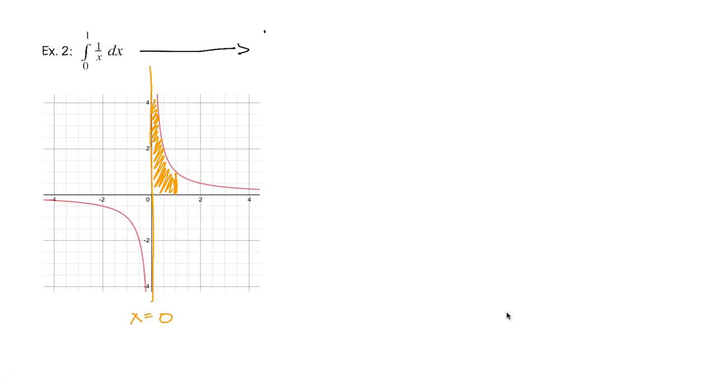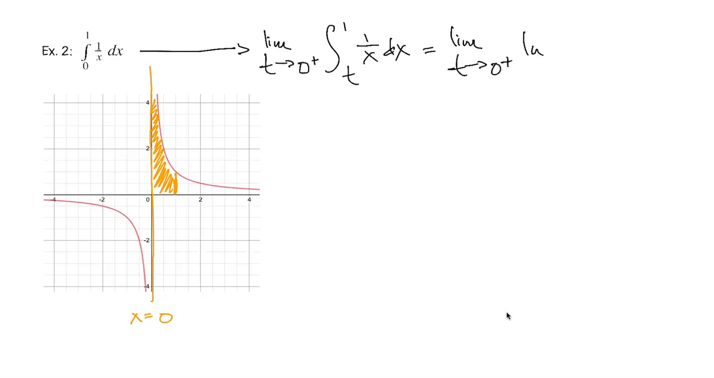All right, so we've got the limit as t approaches 0 from the right. We're going to replace the 0 with a t, and keep the top bound as a 1. And we have the integral of 1 over x dx. This is one of our very common integrals that I think you all are super good at now. It's just going to be the natural log of x, and I'm going to plug in 1 and plug in t.